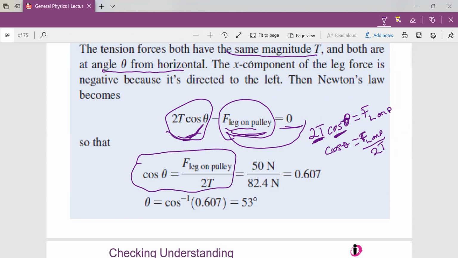Okay. So we'll substitute the information we have. This is given 2T. We got our T, the tension, to be equal to mg, remember, 41.2 Newton. Yes, 41.2 Newton. 41.2 plus 41.2 gave us 82.4. So we'll have cos theta equal to this. Take the cos inverse of this value. We'll have 53 degrees.